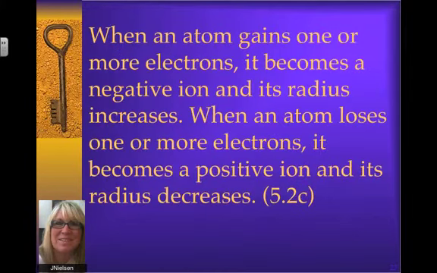When an atom gains 1 or more electrons, it becomes a negative ion and its radius increases. When an atom loses 1 or more electrons, it becomes a positive ion and its radius decreases. Remember, when you gain weight, you become negative and you get bigger.